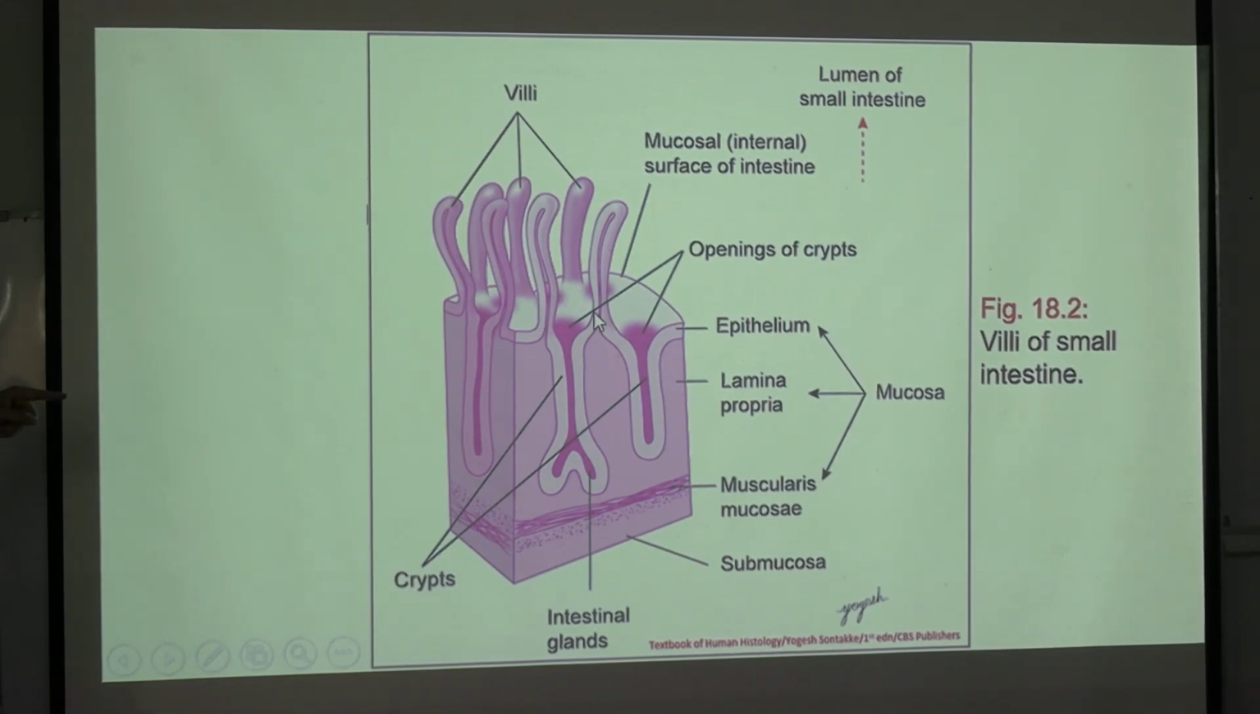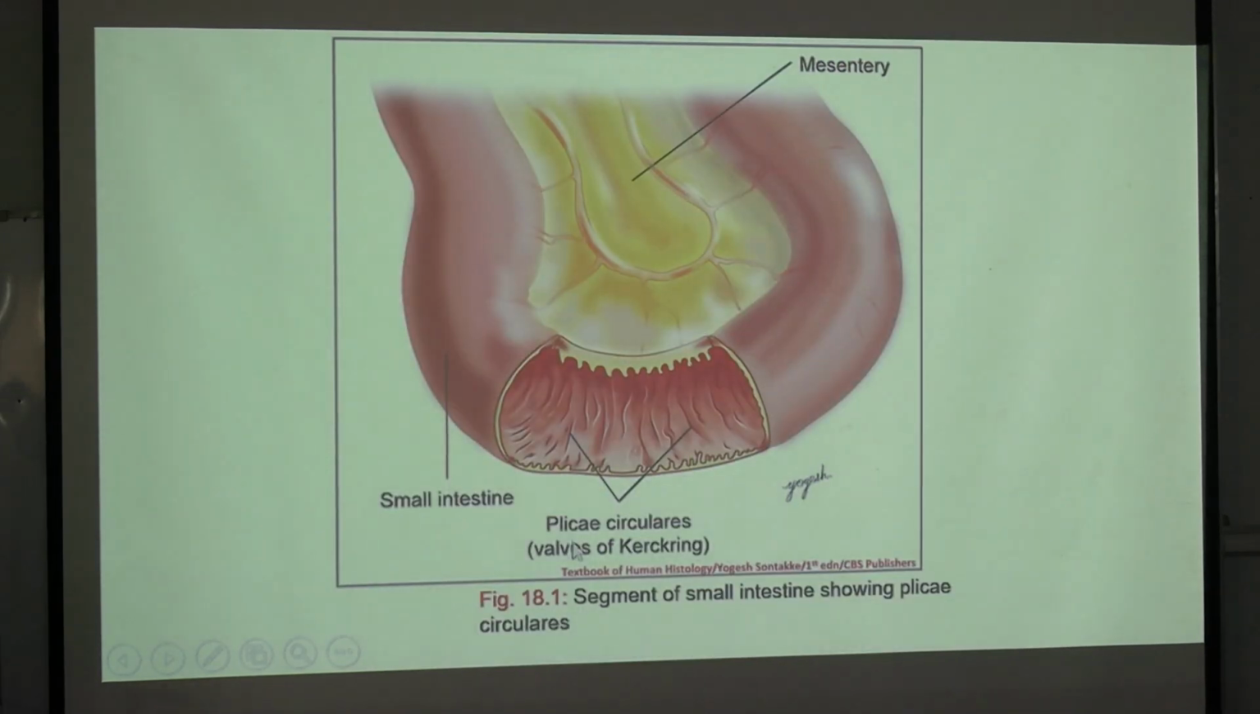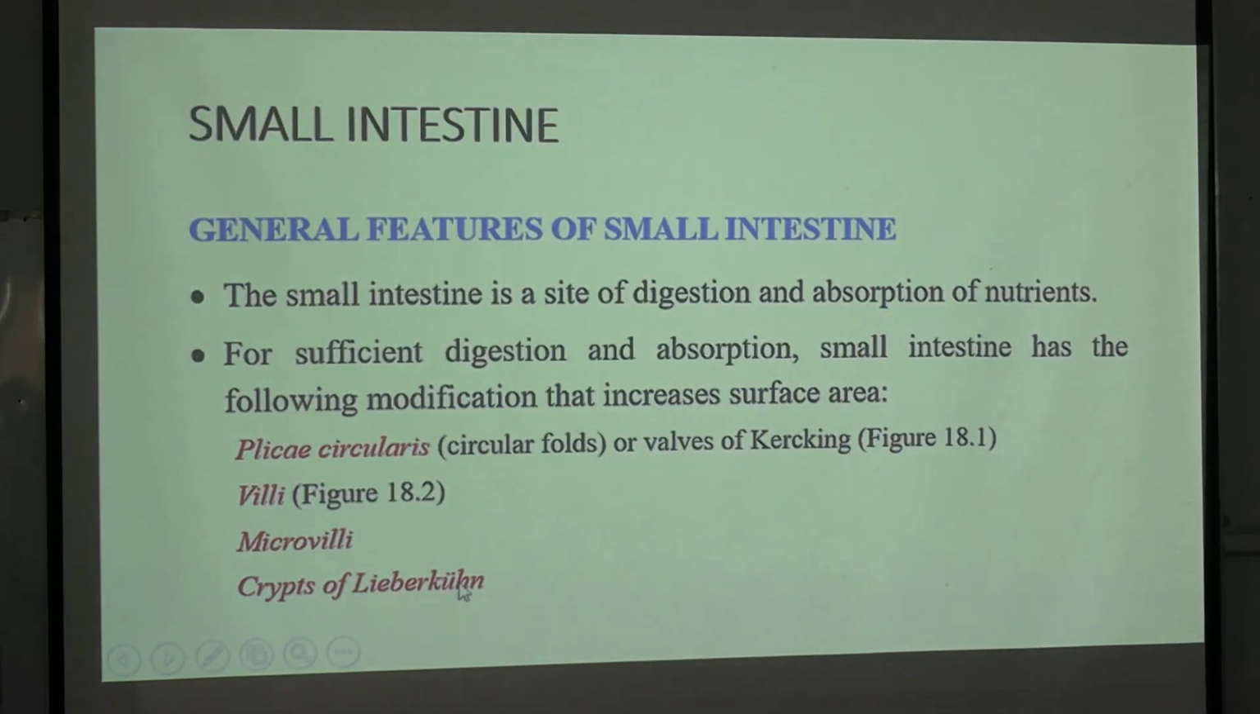Now coming to the base of this villi, it may be dropping down and forming a canal like this. We call these crypts. Crypts of the small intestine, we call them the crypts of Lieberkühn. So we call this the crypts of Lieberkühn.